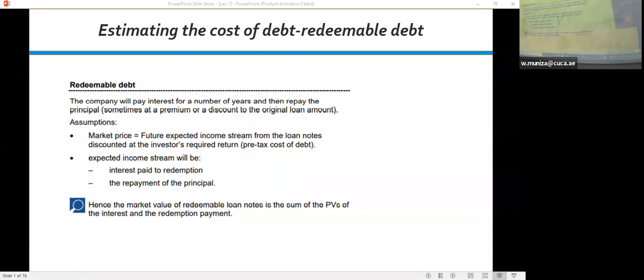So in order to calculate the market price of the redeemable debt, we have to consider the future expected income stream. What is that? That is the interest, which is going to be paid up to the time of redemption, and the amount of the principal, which is going to be redeemed. These two important payments have to be discounted at the investor's required rate of return, that is the pre-tax cost of debt. That is going to be the market value of the redeemable debt. The slide also says that the market value of the redeemable loan notes is the sum of the present value of the interest and the redemption payment.